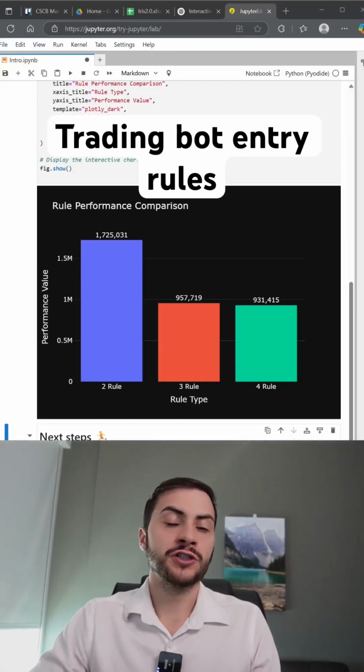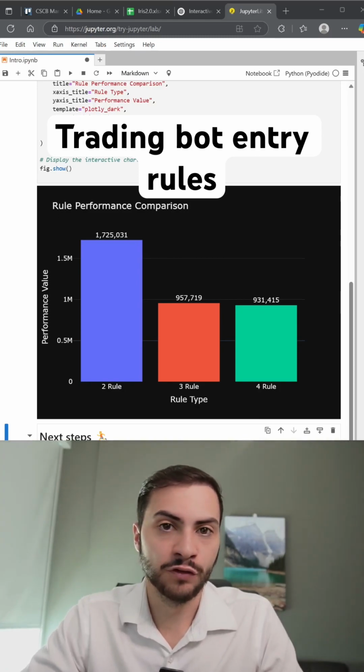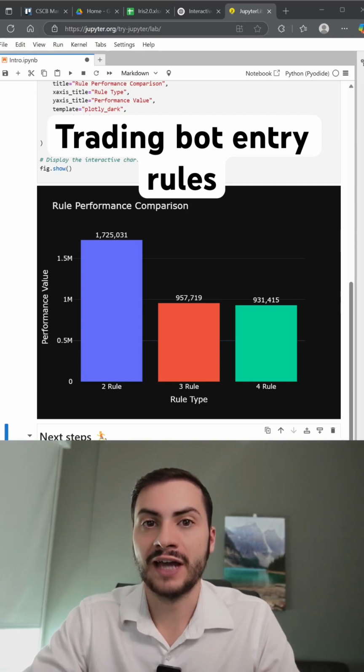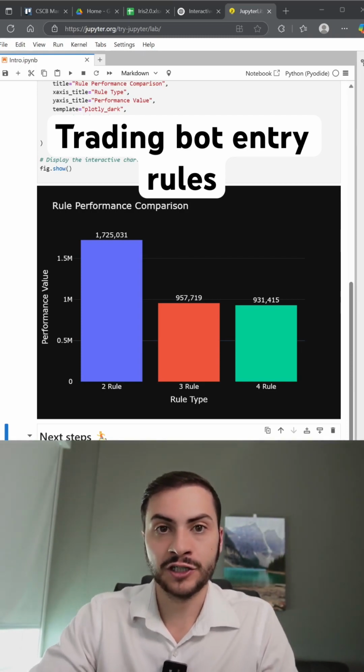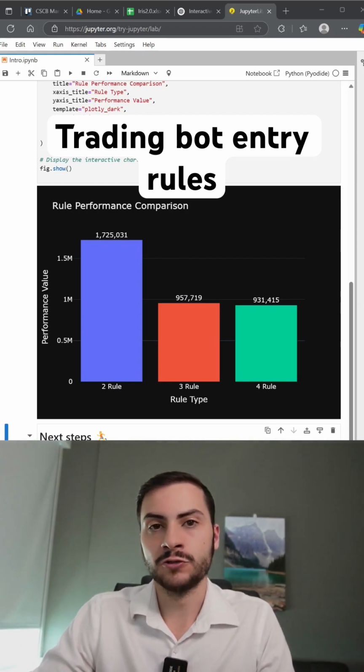How many entry rules should your automated trading system have? What I did was I took my system performance for 2024 and I categorized them by how many rules they had. When I say rule, it's basically a condition. So if condition one would be one rule, if condition one and condition two would be two rules.